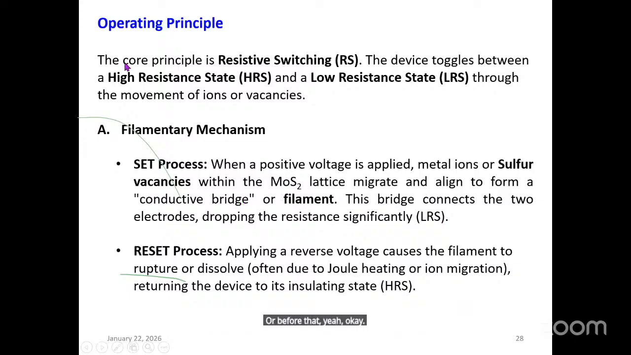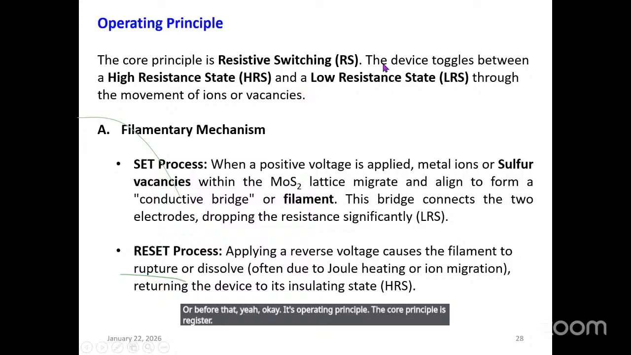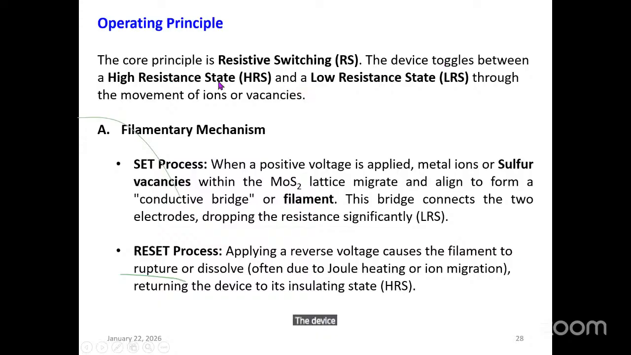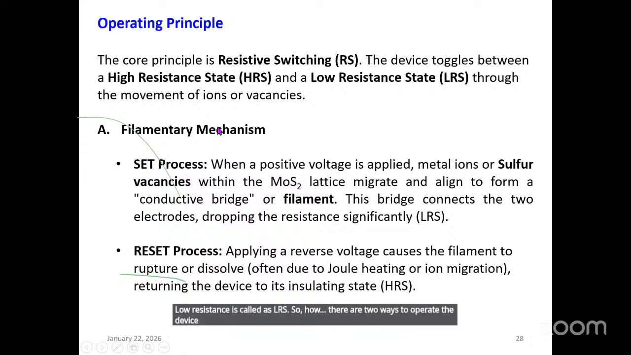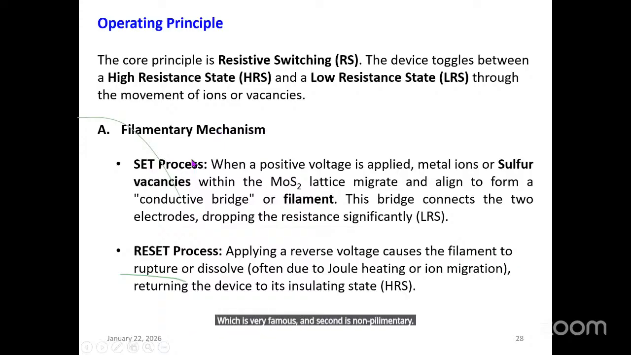Its operating principle: the core principle is resistive switching. The device toggles between a high resistance and a low resistance state through the movement of ions or vacancies. High resistance is called HRS, low resistance is called LRS. There are two ways to operate the device as memory storage. One is the filamentary mechanism, which is very famous, and the second is non-filamentary. Then, what is meant by set and what is meant by reset?